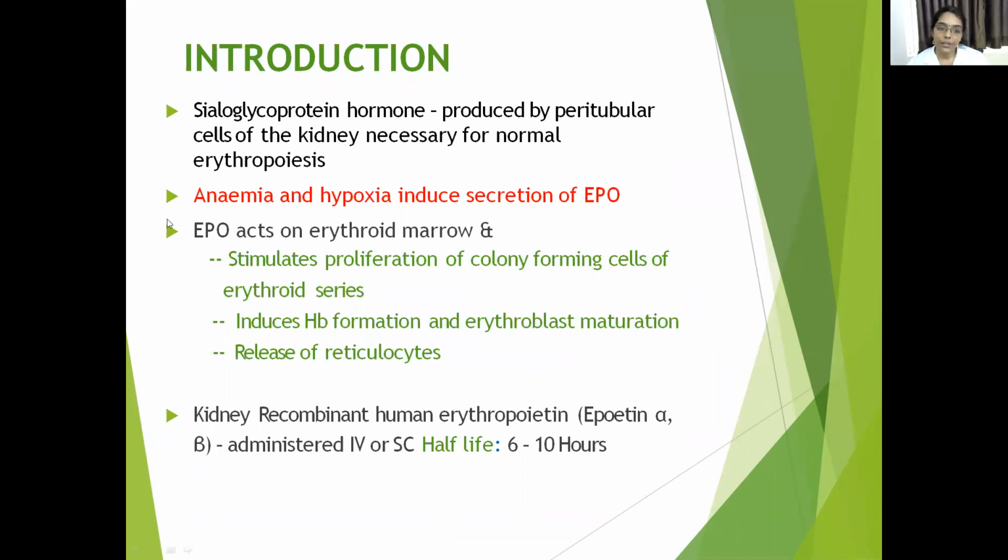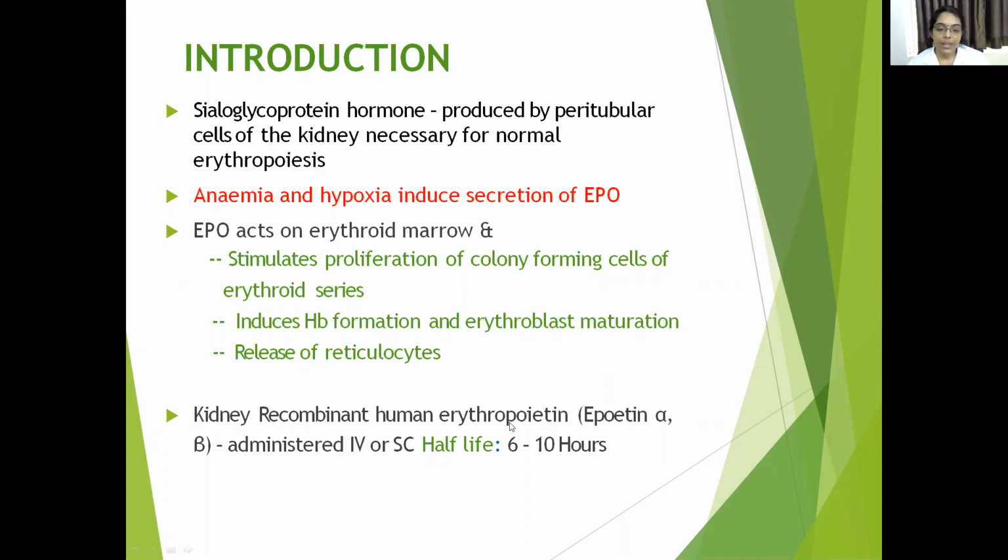So what does this erythropoietin do then? This acts on the erythroid marrow and it stimulates the proliferation of colony-forming cells of the erythroid series, induces hemoglobin formation and erythroblast maturation, and release of reticulocytes. So all these occur, and anemia is treated, and also simultaneously hypoxia.